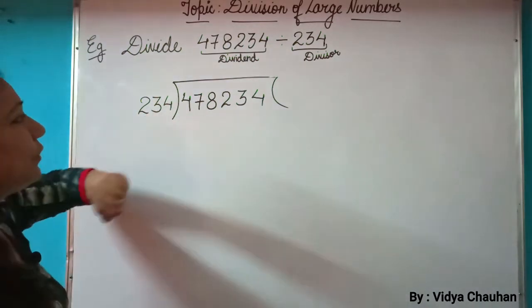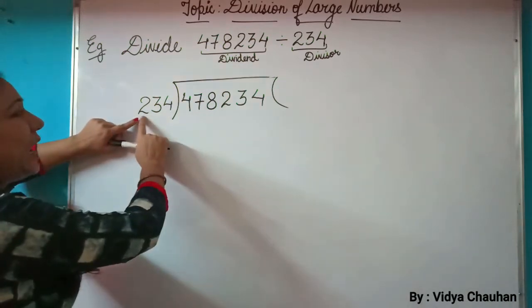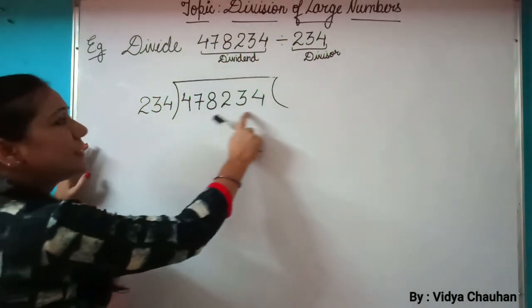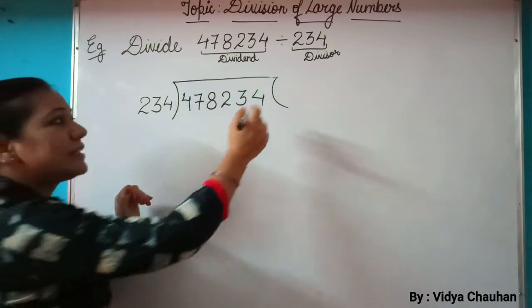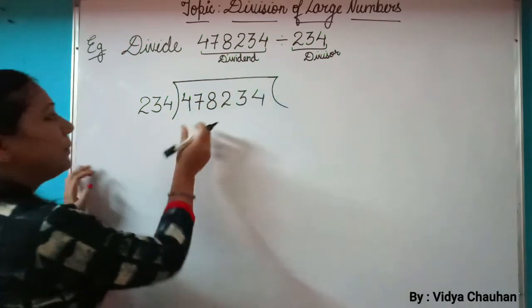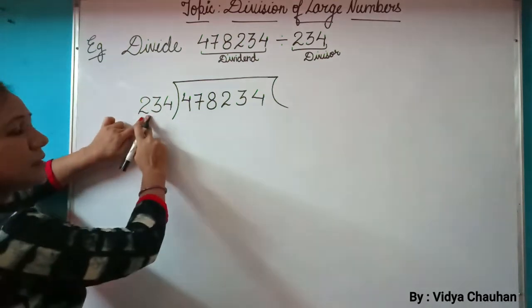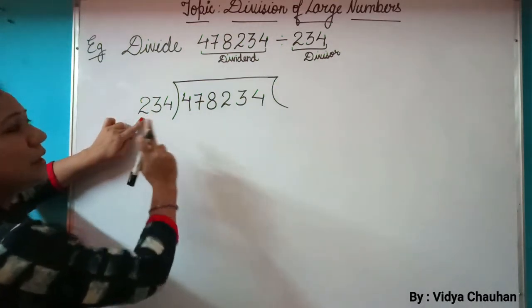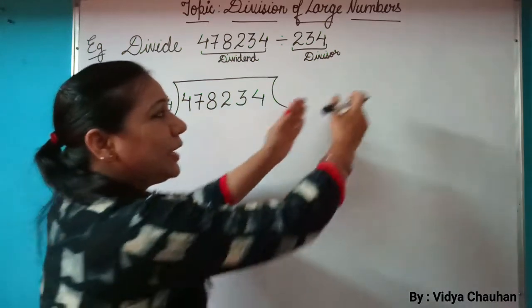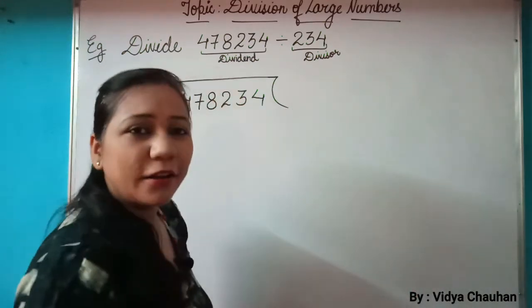Now let us start performing our division. So we have to divide 478234 with 234. We cannot do it in just one step, so we have to proceed one by one. So very first, let us complete the table. Let us read the table of 234. Since we do not know the table, we can do the multiplication in the rough portion.